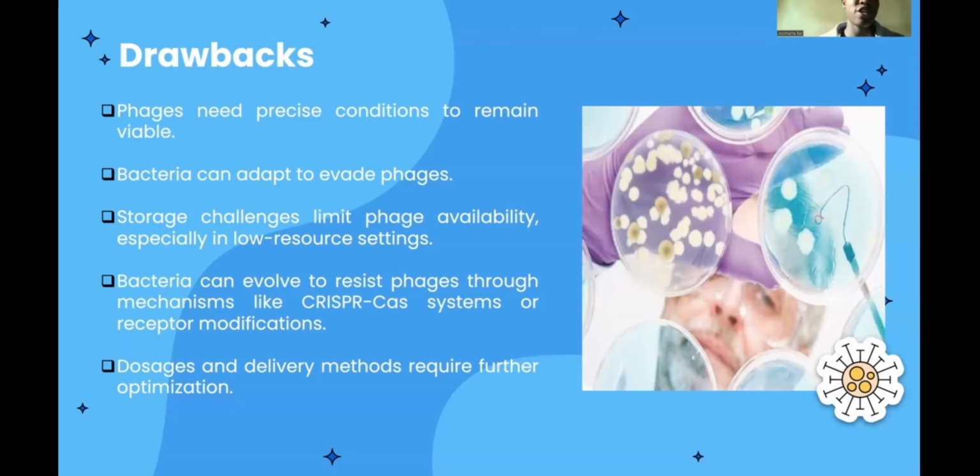Last but not least on our list, we have dosages and delivery methods that require further optimization. Basically, the way phages are delivered, how much is given, and how long the treatment lasts are still under study. For example, the study on prosthetic joint infections did highlight how difficult it is to figure out the right dosages and the best way to deliver these phages to the infection site.